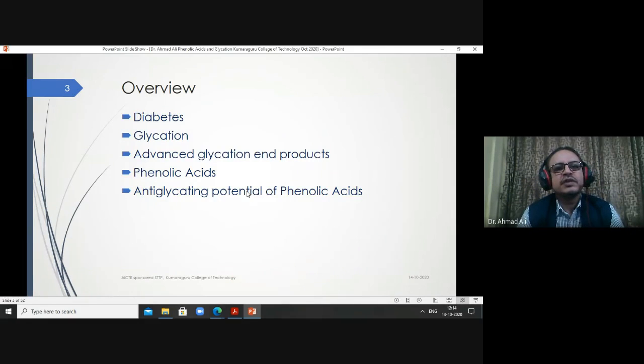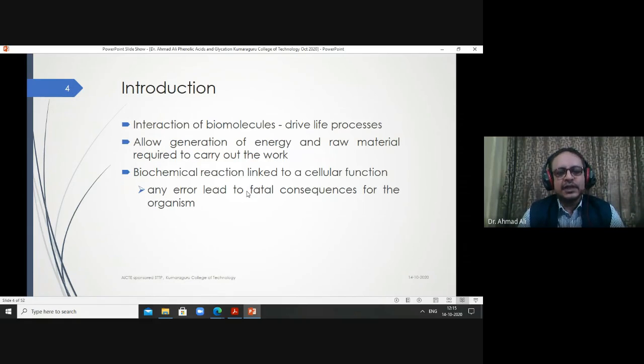So the overview is that basically I'll be starting with an overview of diabetes. Then I'll go to glycation and what are the products which are generated during the process of glycation. And a brief mention about phenolic acids, because I'm sure the other speakers must have deliberated on phenolic acids and their role in the glycation process and what we are doing basically.